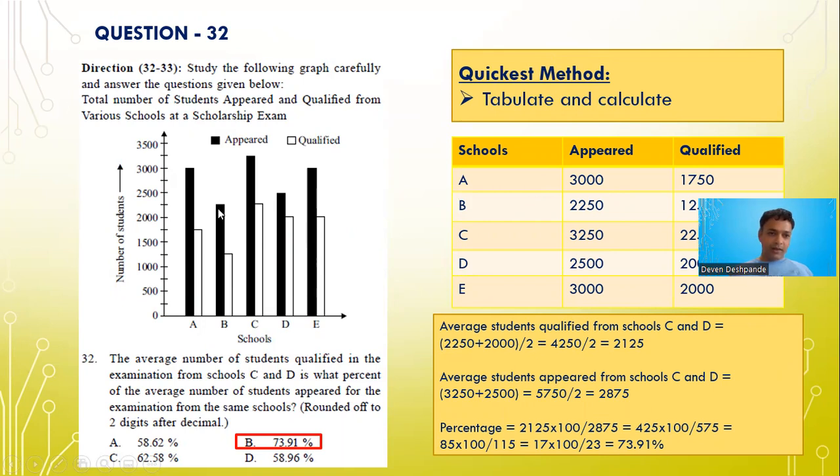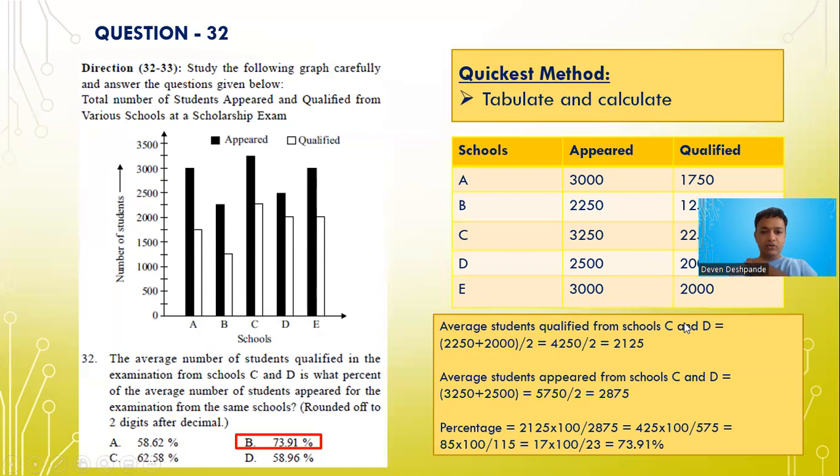For B, how many appeared? 2250. How many qualified? 1250. For C, how many appeared? 3250. How many qualified? 2250. For D, how many appeared? 2500. And how many qualified? 2000. For E, how many appeared? 3000. And how many qualified? 2000, isn't it?